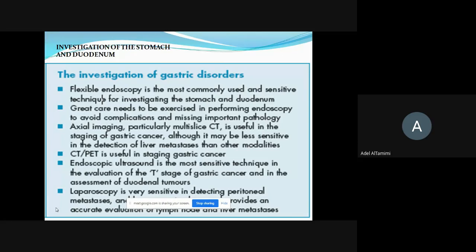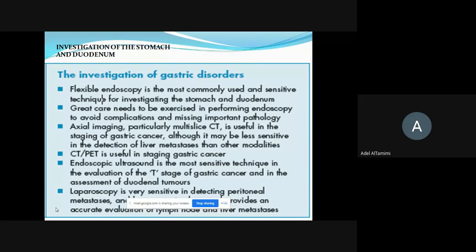We have to be careful when we perform endoscopy to avoid the complication of missing important pathology. This is very important: careful endoscopy in order to not miss any important pathology like ulcer, gastric cancer, varices. We will talk about them later. The other investigations are axial imaging, including CT scan and MRI.